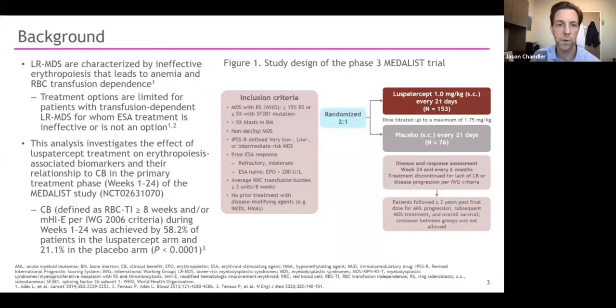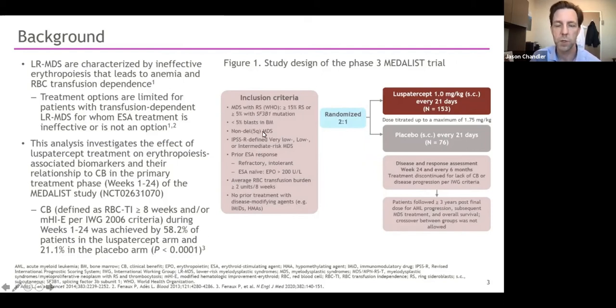the reticulocyte count and other erythropoietin markers that would show why these patients are responding. So just to go over the study real quickly, the Medalist trial was for low risk MDS. And this is patients that had this low risk. They had to have less than 5% blasts.